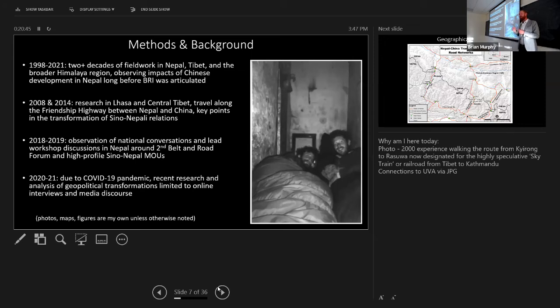This was the police post, or the Public Security Bureau post, where the spectacularly imagined Kirong-Kathmandu Railroad will pass through. This is now designated as the primary trade corridor between Nepal and China. But in 2000, it was just an old historical town that had long-standing trade relations with Nepal, but no road connections, no viable trans-border or scale-up capacity for trans-border economic activity. But something was afoot, and I was quite curious about that. And so I've been paying attention to and inquiring on these very things since then.